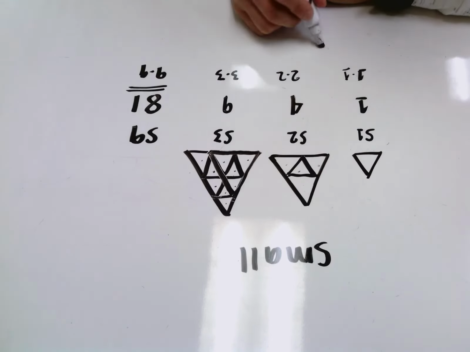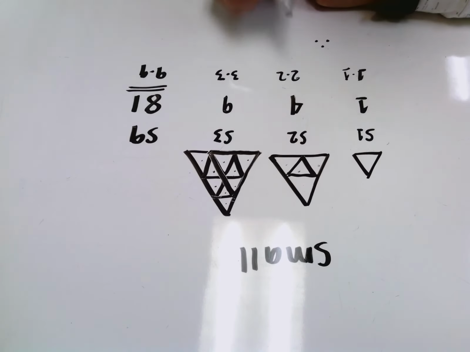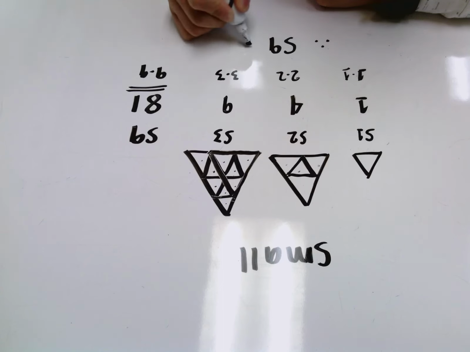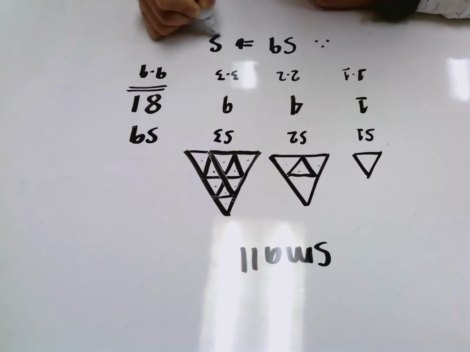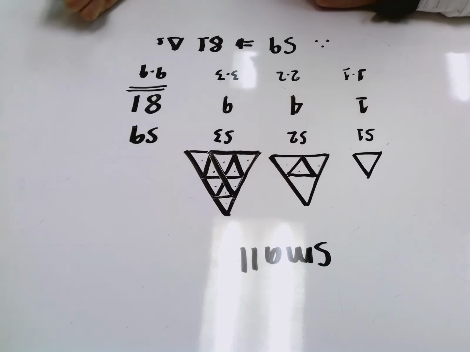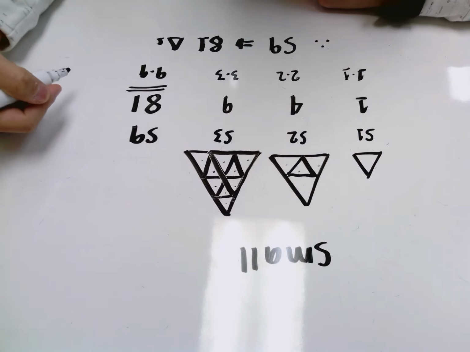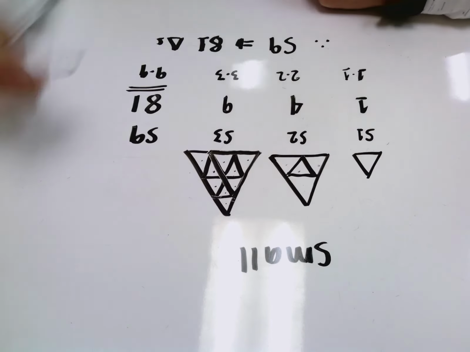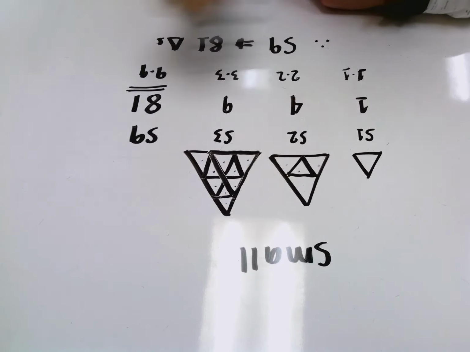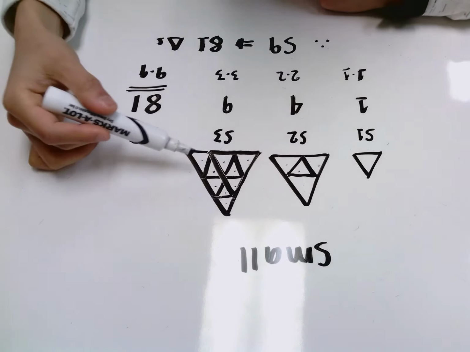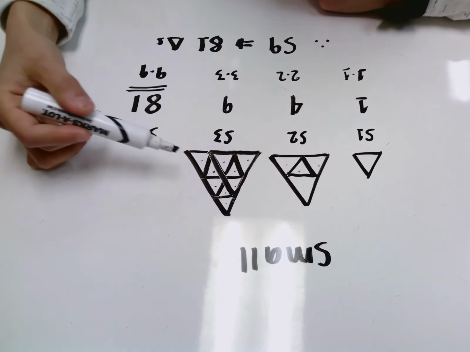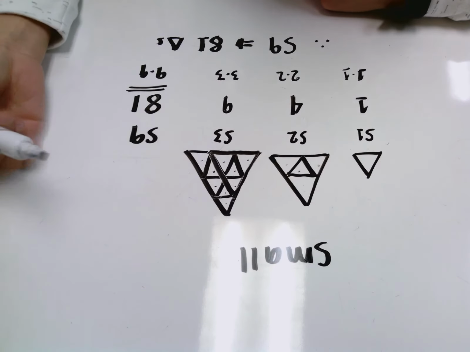So therefore, the total number of triangles in stage 9 is 81 triangles. Okay, this is just one way. You can also determine it by not paying attention to these perfect square numbers, by just simply looking at the diagram, right? You can determine the number of small triangles as well in stage 9.